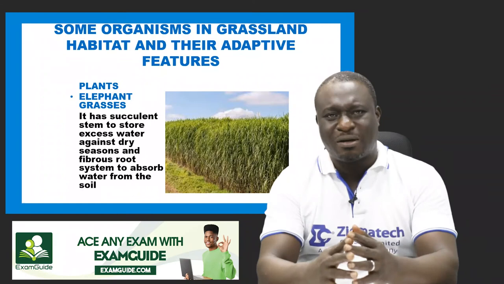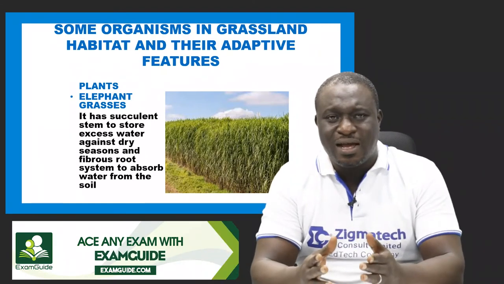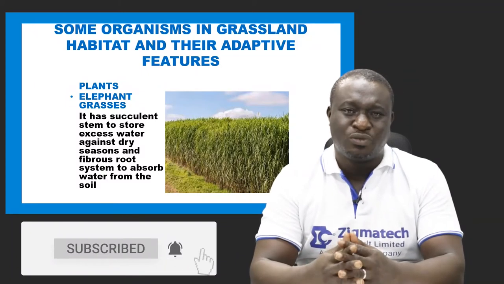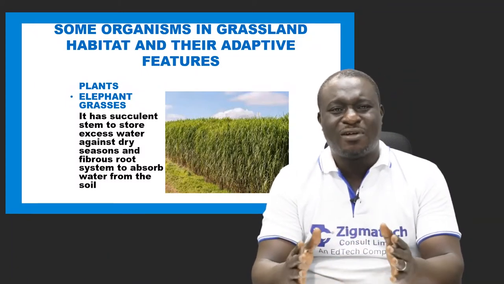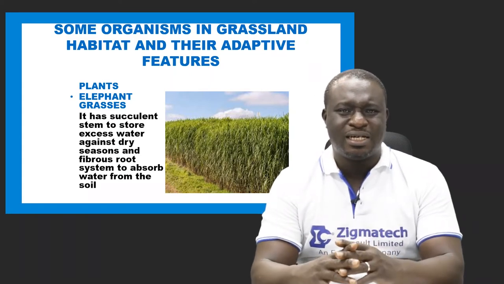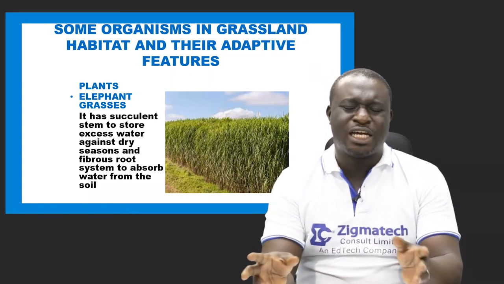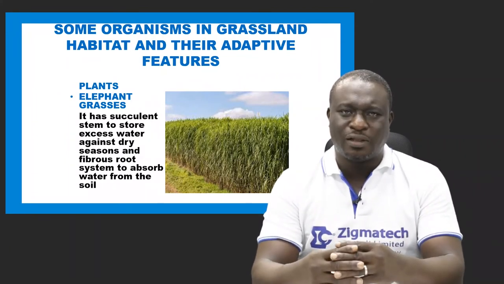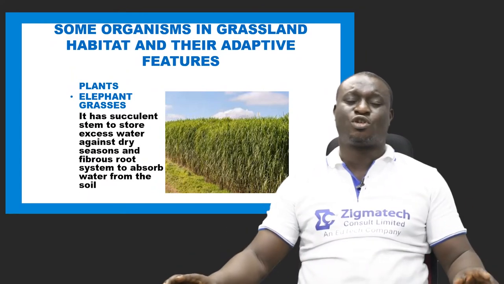Now, we have several plants that can be seen there. An example of a plant you can find there is the elephant grass. The elephant grass is predominant in that place. They have fibrous root system, which they use for absorbing water and minerals from the soil, okay? They are mostly succulent, they have succulent stems.